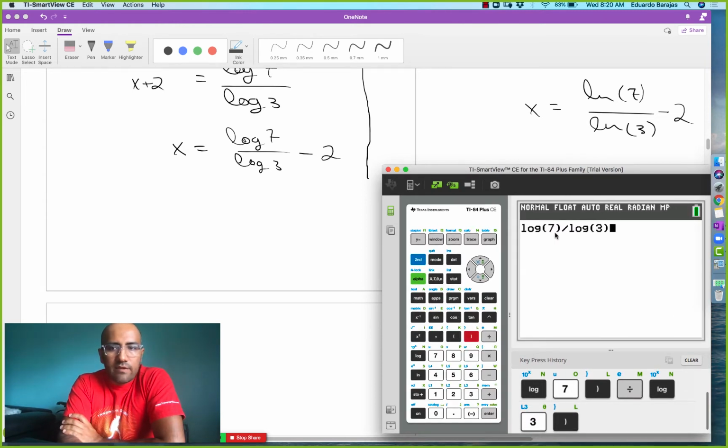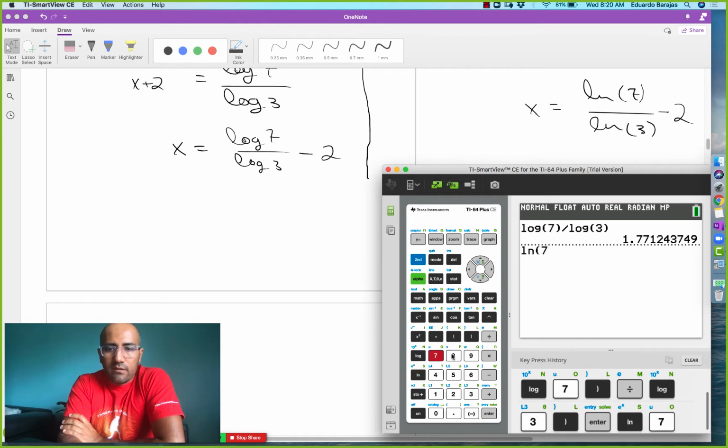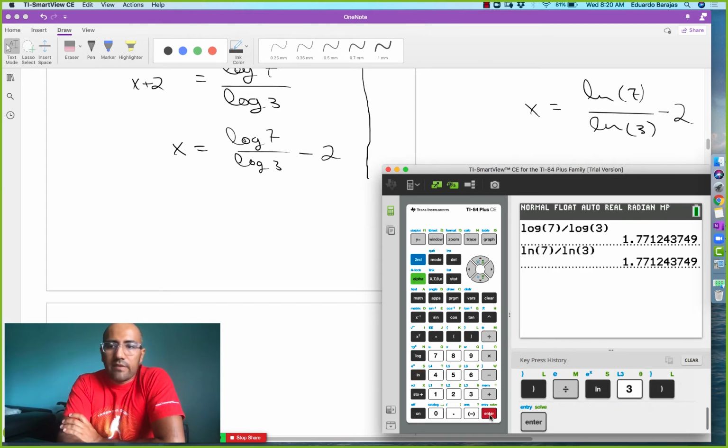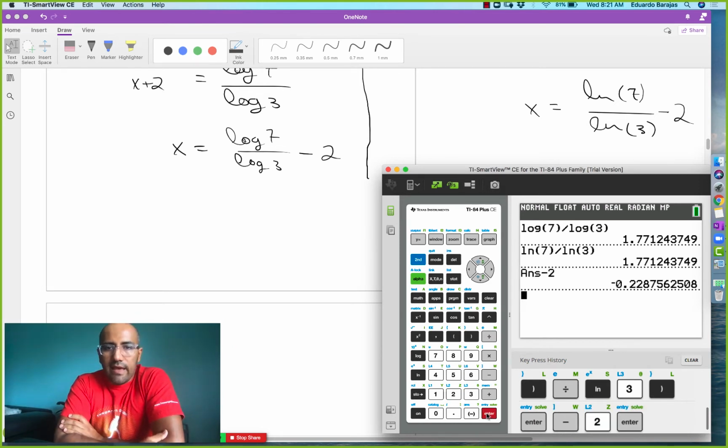So log of 7 divided by log of 3 is going to give me some answer, that decimal. And that decimal is going to be the same as ln of 7, close parentheses, divided by ln of 3. Either way, we get the same decimal. And now that decimal gets subtracted by 2. And we get that value, negative 2288, rounded to 4 decimal places.